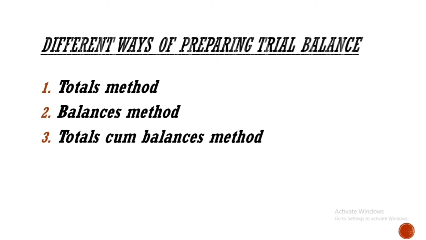The next method of preparing a trial balance is the balances method. It is the most widely used method in practice. Under this method, the trial balance is prepared by showing the balance of all ledger accounts and then totaling up the debit and credit columns of the trial balance to assure their correctness. The account balances are used because the balances summarize the net effect of all transactions relating to an account and help in preparing the financial statements.